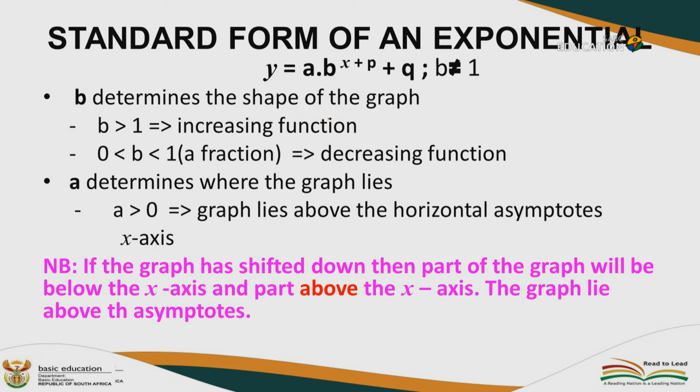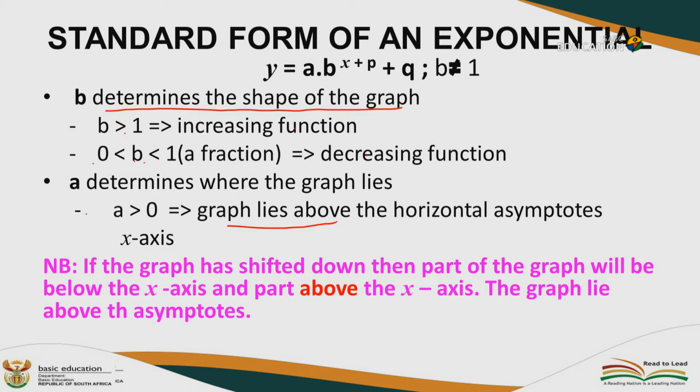Now, y equals a times b to the exponent x plus p plus q. We still have b not equal to 1. So we are wrapping up the parameters a, p, and q. Now, b determines the shape. Always b determines the shape. When b is greater than 1, it's increasing. b greater than 0, less than 1, it's decreasing. What does a do? It determines where the graph lies. It will be either above the asymptote or below the asymptote. When a is positive, above the asymptote. When a is negative, below the asymptote.